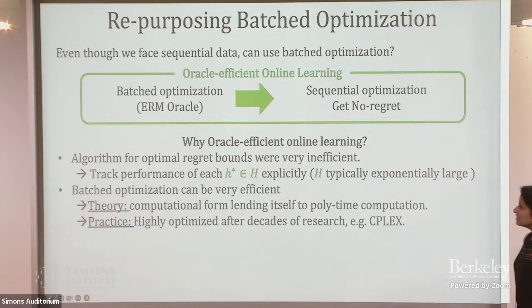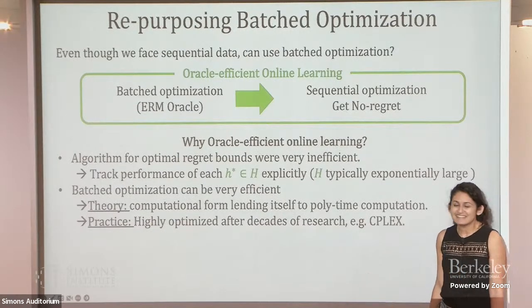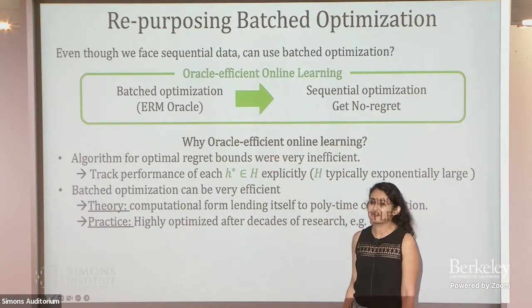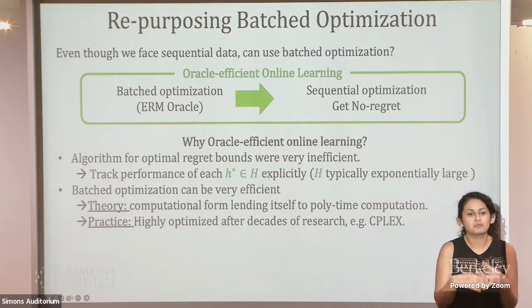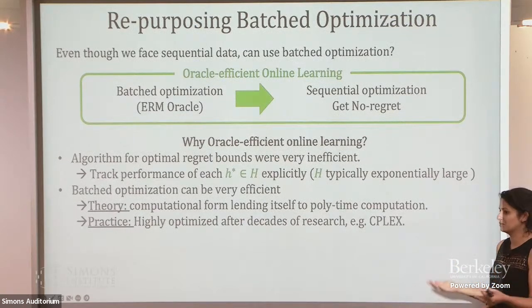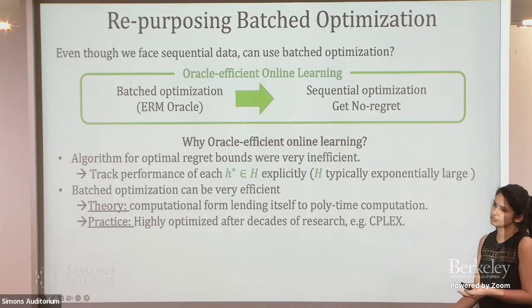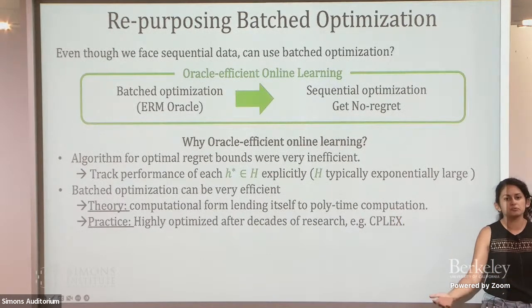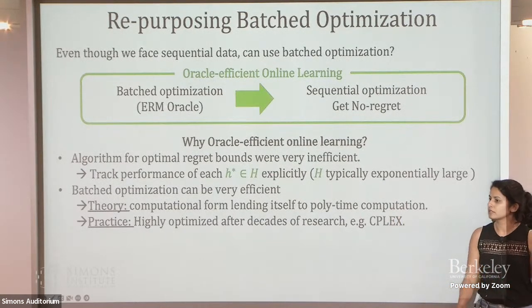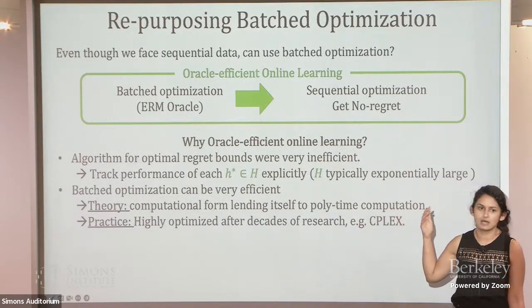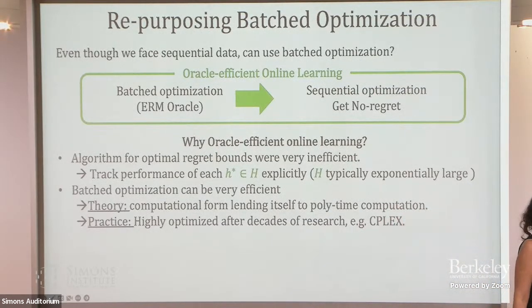Now, this perspective is only useful if my batch optimization, that ERM oracle, is actually either theoretically or practically more efficient, because otherwise, why am I going to use that? And this is typically the case both in theory and practice, or at least in one of them. So usually when it is the case in theory, it's because the format of batch optimization was itself very nice and lent itself to polynomial time computation. This is the case, for example, if you could solve the problem with a linear program, or with a number of other things we know how to optimize provably with computationally efficient algorithms.